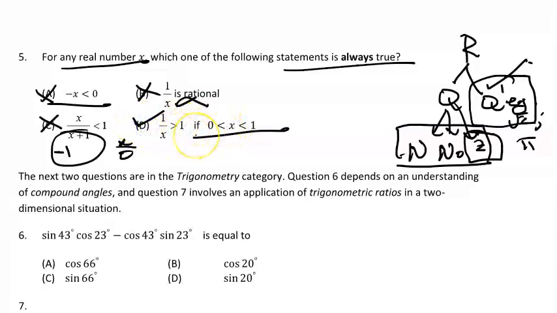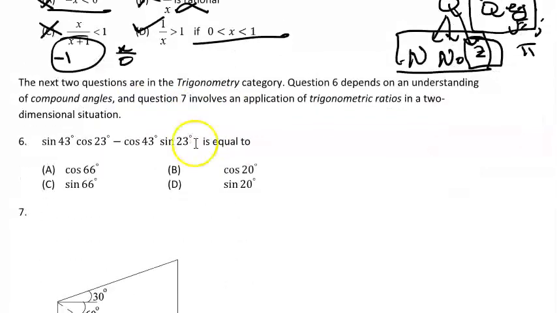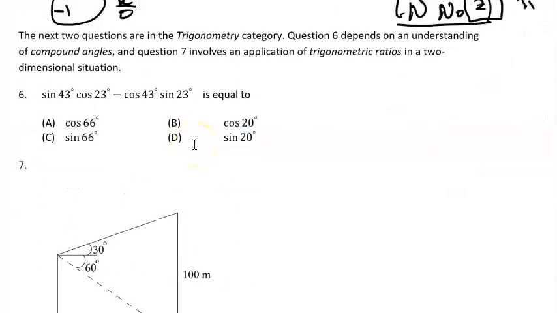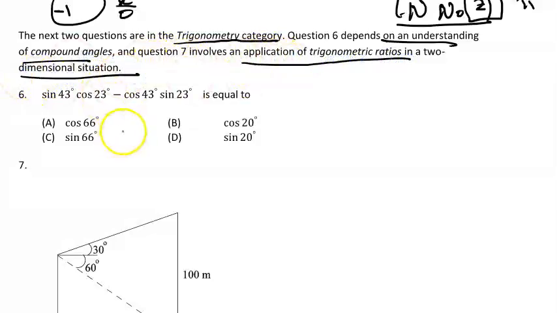So once again, you need to know your theory. Now, let's look at the next question. It says the next two questions are trigonometry category. Question 6 depends on an understanding of compound angles. Question 7 involves the application of trigonometric ratios in a two-dimensional situation.